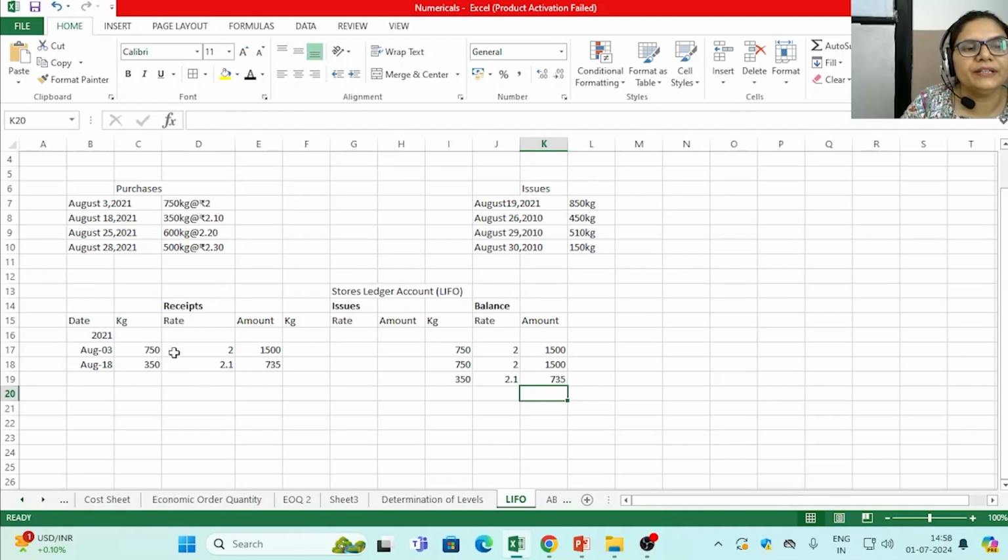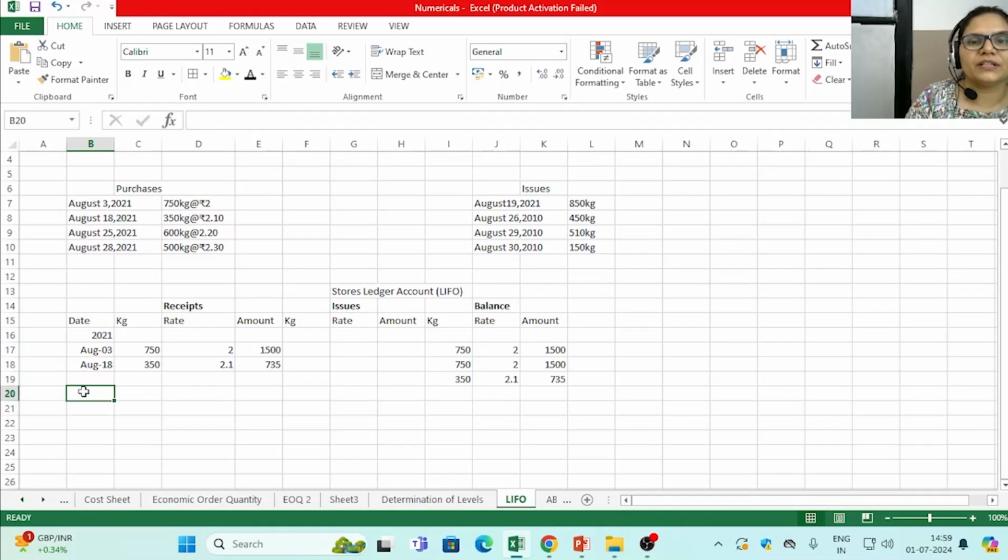So on August 3, purchases were done of quantity 750 at the rate of rupees 2, amount 1500. No issues were done, so it is blank there. Balance was carried forward, 750, as no issues were made. On August 18, additional purchases were done of 350 kg at the rate of rupees 2.1. On August 18, first we copy the previous balance, then the new balance.